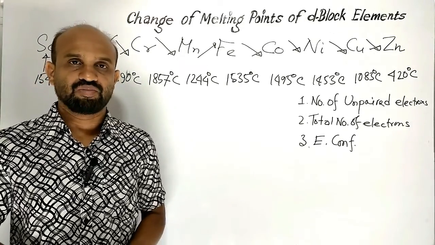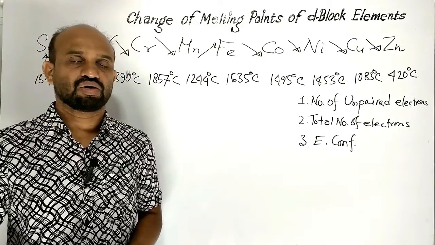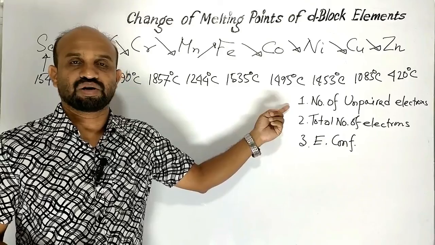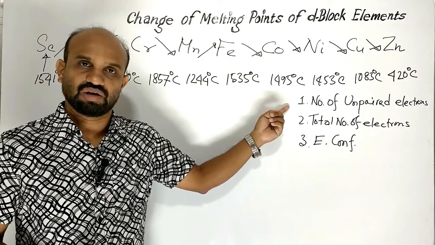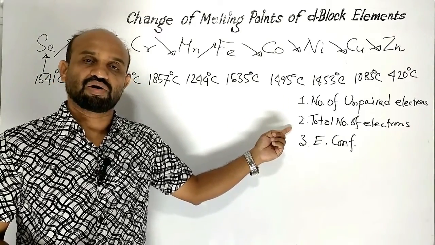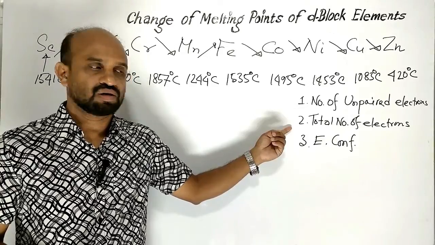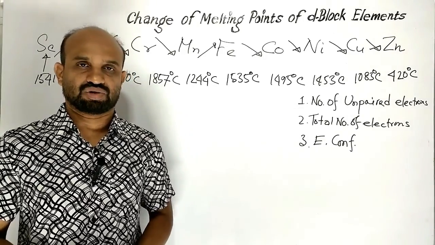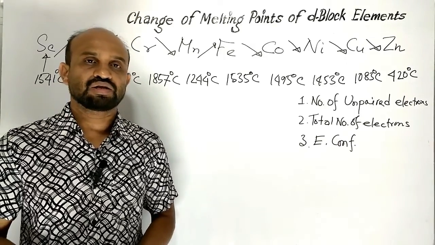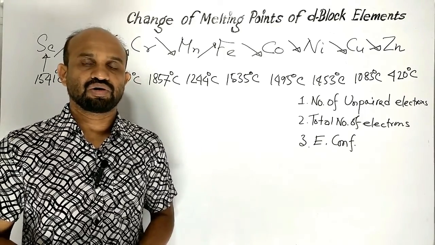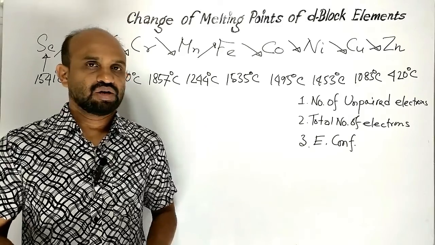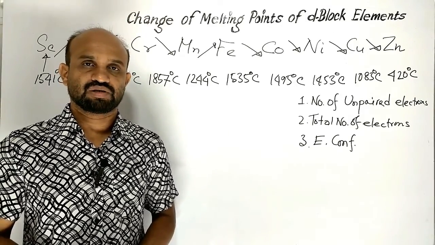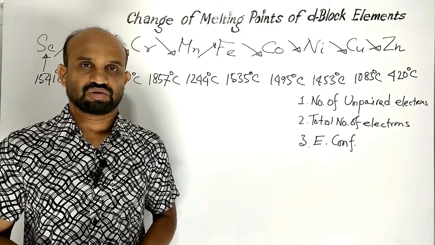Melting point and boiling point mainly depend on these factors: number of unpaired electrons in the outermost shell, total number of electrons in the outermost shell, and then electronic configuration in the outermost shell. That is, whether the configuration is stable or unstable. Let's see melting points of 3D block elements according to their electronic configurations.